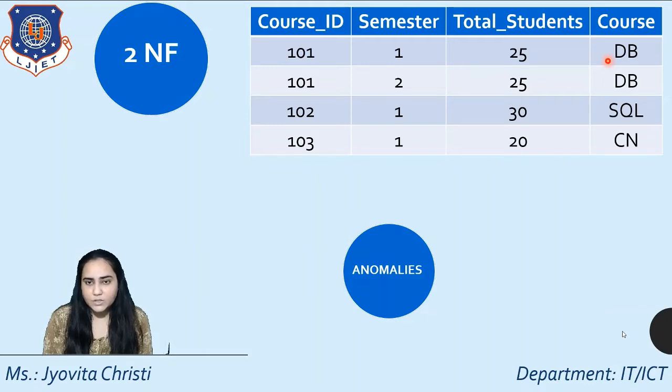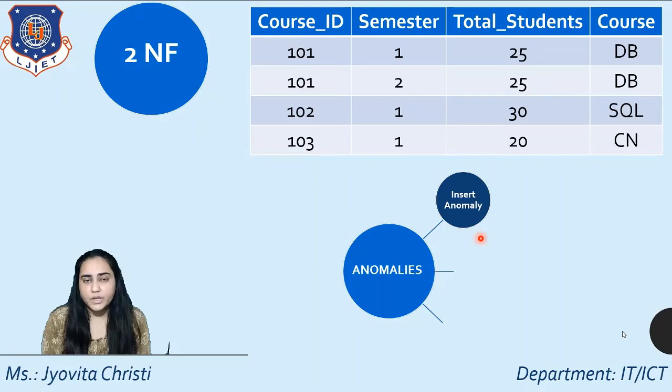Now imagine that you have several semesters of different branches and everybody studying the same course. Then this table would have the same course name being repeated several times in the same table. This redundancy causes problems, and these problems are known as anomalies. And the first type of anomaly is the insert anomaly.